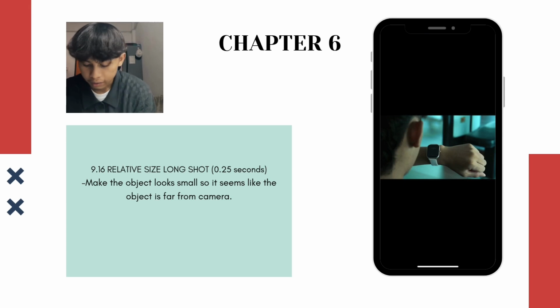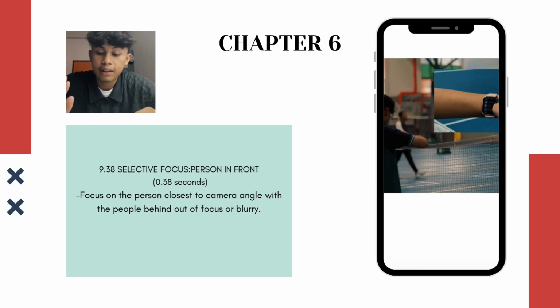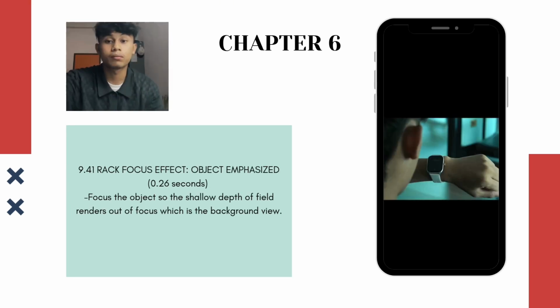Then, I use relative size long shot, that is chapter 9.16. For example, I made the object, which is the smartwatch, look small, so it seems like the watch is far from the camera. 9.38, selective focus, person in front. In this case, I focus on the person closest to the camera, with the people behind out of focus. After that, rack focus effect, object emphasis. I focus on the smartwatch, so the shallow depth of field renders the background out of focus.